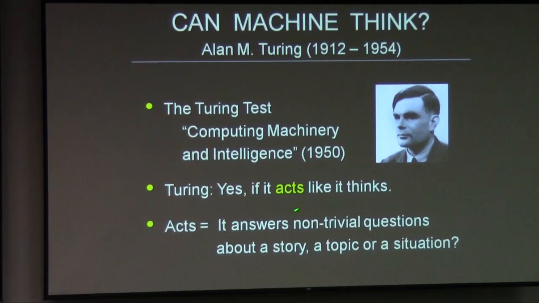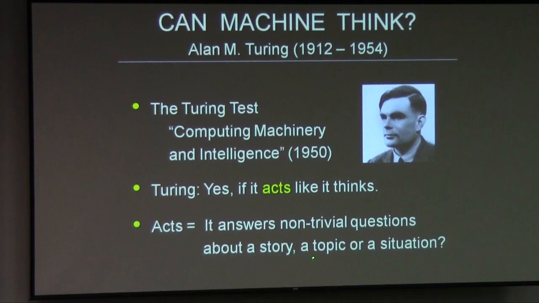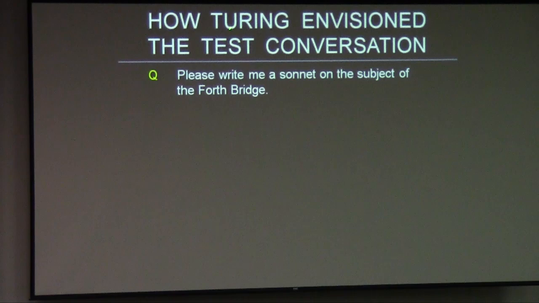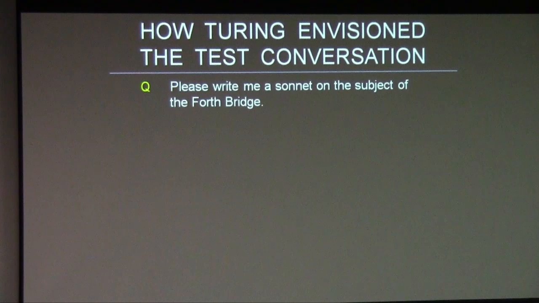And what was his test? He said, yes, if it acts like a thinker. And what does it mean to act like a thinker? It means it answers non-trivial questions about a story, about a topic, or a situation. So here is what Turing envisioned in terms of the test. The interrogator is supposed to distinguish whether the object behind the partition is a machine or a human being. The moment that the interrogator cannot tell the difference, then we say the machine thinks.